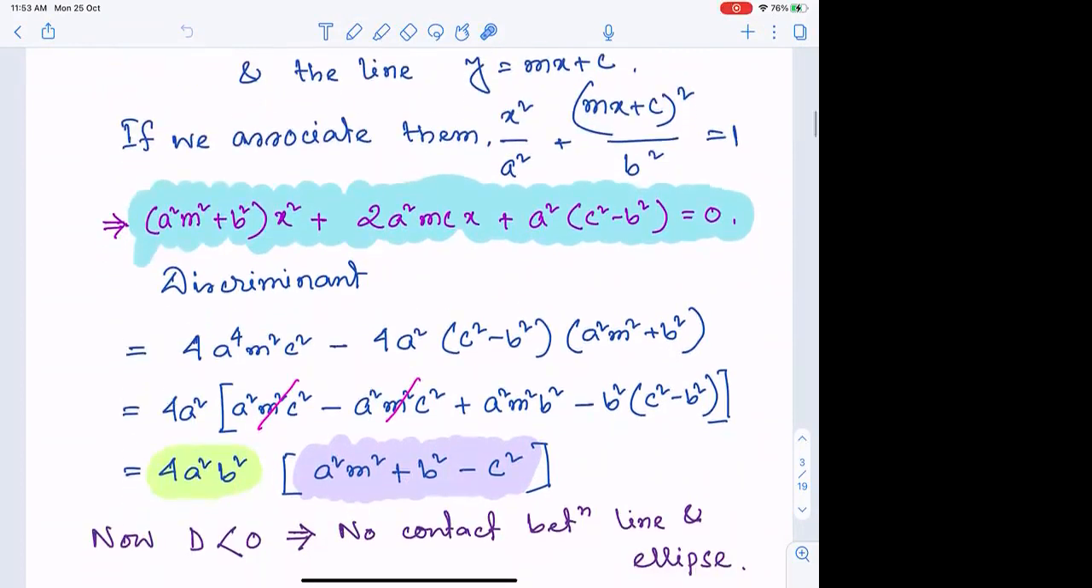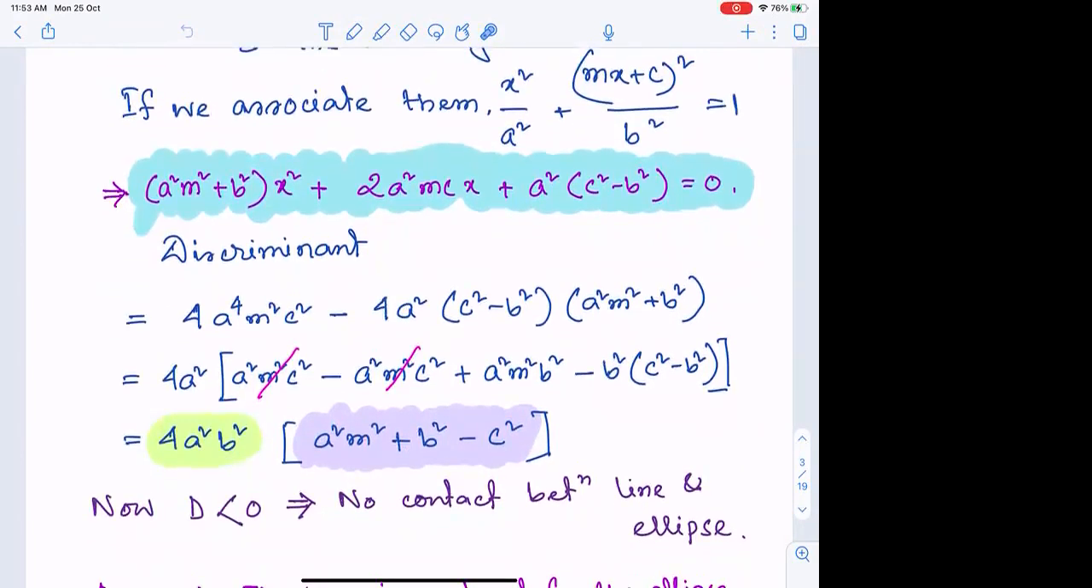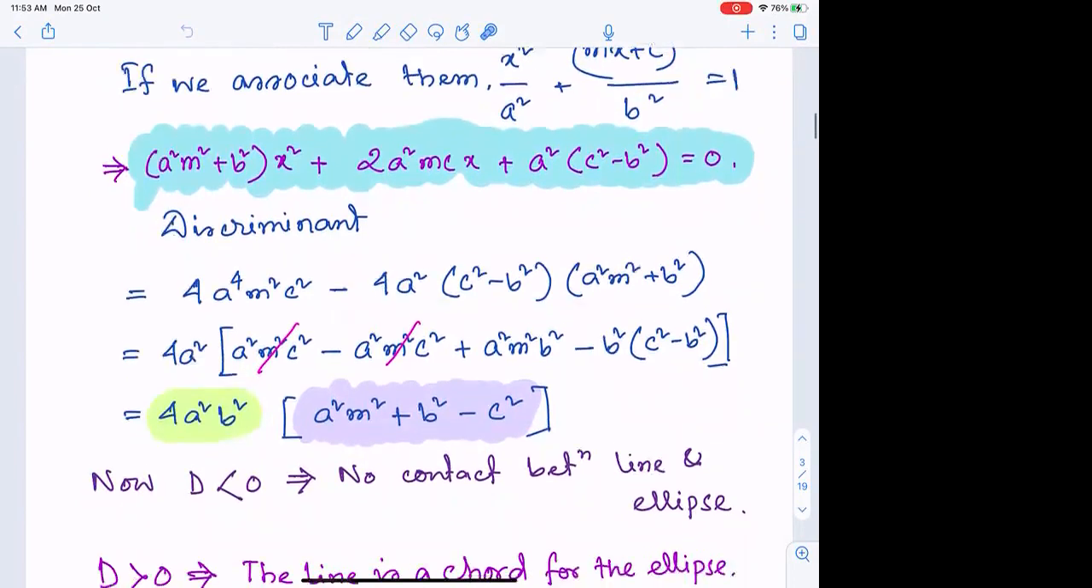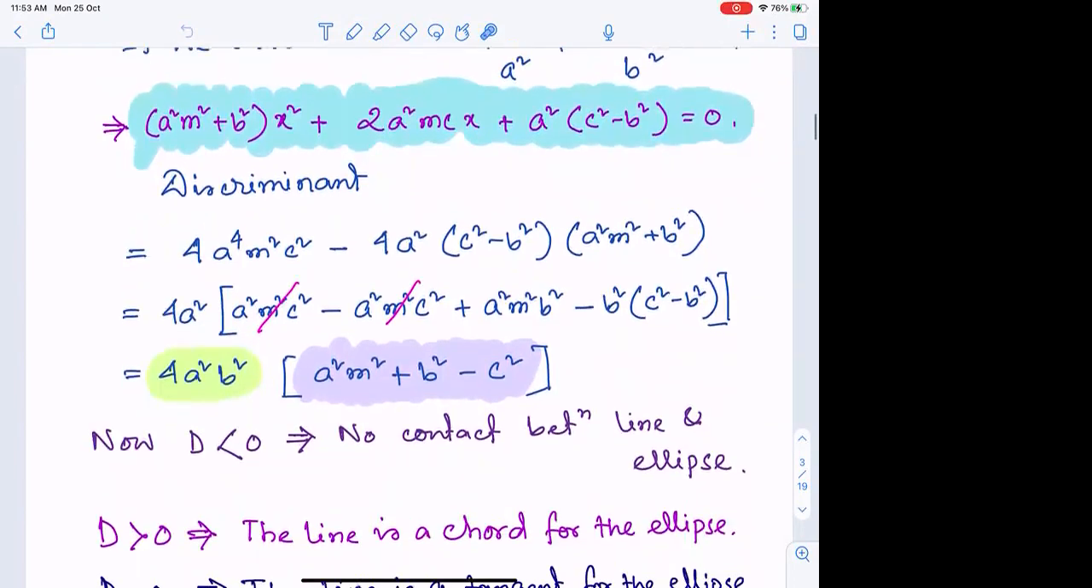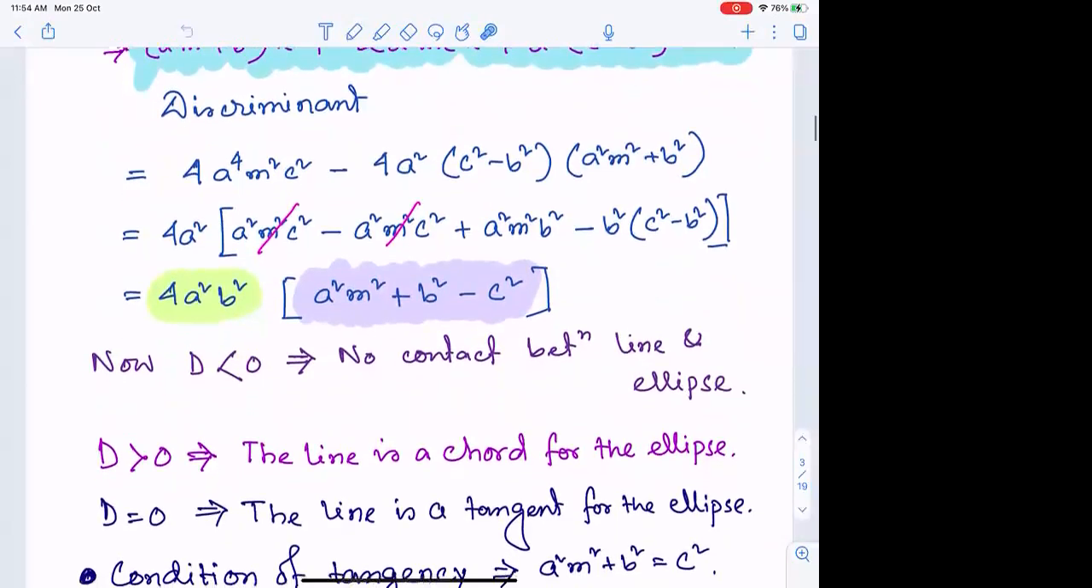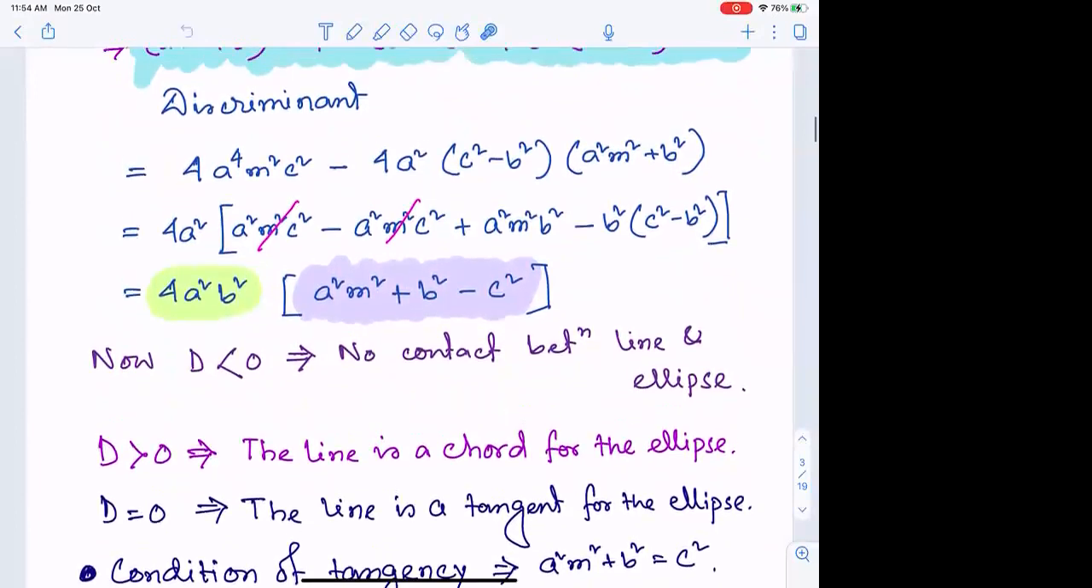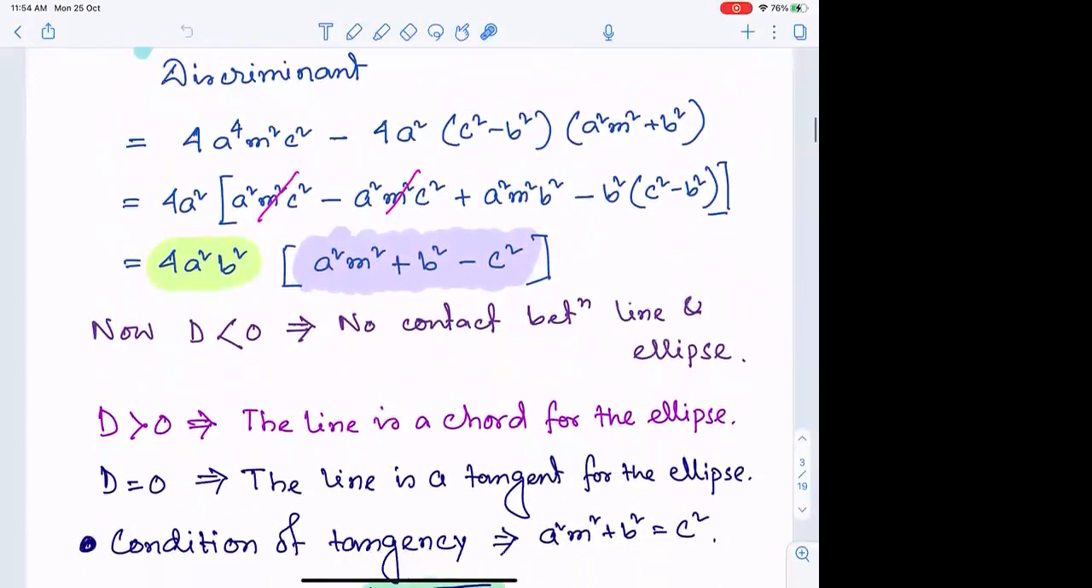So for D less than 0, as I said earlier, there is no contact between line and ellipse. D greater than 0 will give us the line as a chord for the ellipse. And the most special part is D equal to 0. That will give the line as a tangent for the ellipse. Hence, the condition for tangency will give us a square m square plus b square is c square.